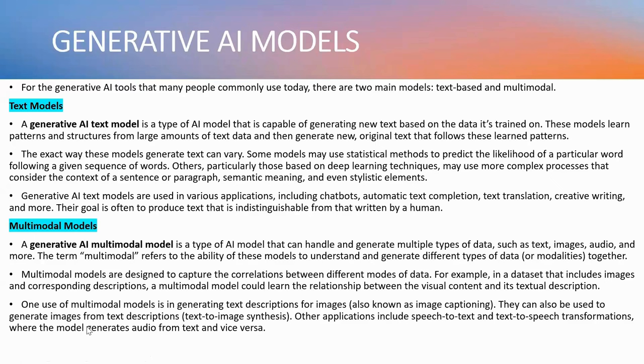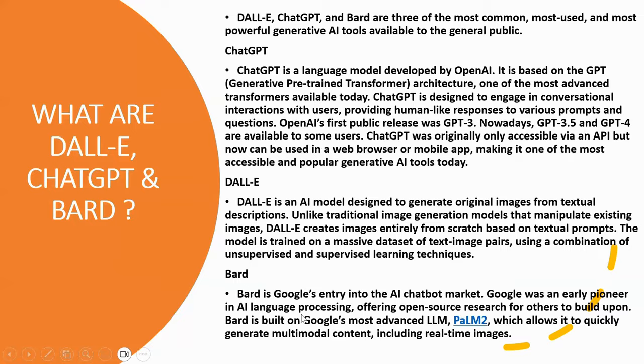Okay, so these are the models we have. And I hope everyone knows what DALL-E and ChatGPT are. They are three of the most commonly used and most powerful generative AI tools available in the world at present. ChatGPT is a text language model, an LLM, a large language model. We know NLP, natural language processing, NLU, NLG, tokens, probabilities, cosine similarity, skip-gram, CBOW. We learned all of these things. It is based on the generative pre-trained transformer, one of the most advanced transformers available today.